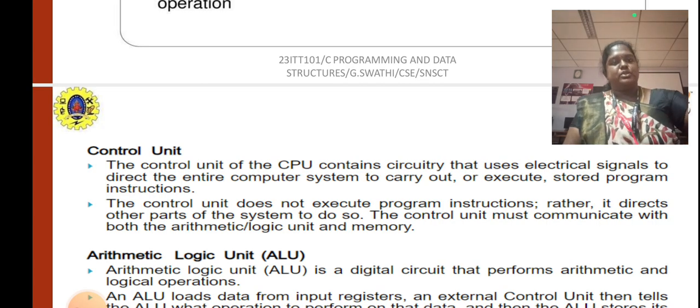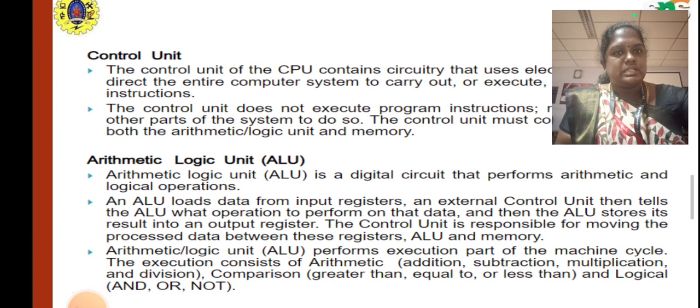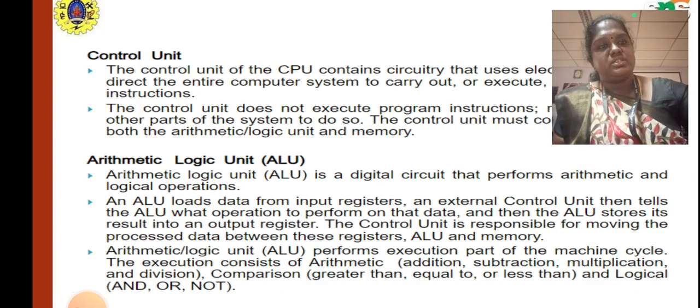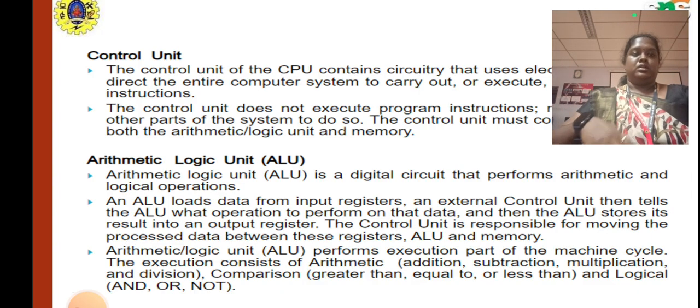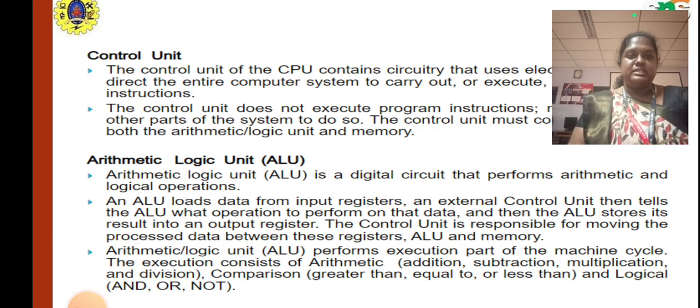ALU means arithmetic logic unit. It is a digital circuit that performs arithmetic and logical operations. ALU loads data from an input register. An external control unit tells the ALU what operation to perform on the data, and then the ALU stores its results into an output register. The control unit is responsible for moving the processed data between these registers, ALU and memory.